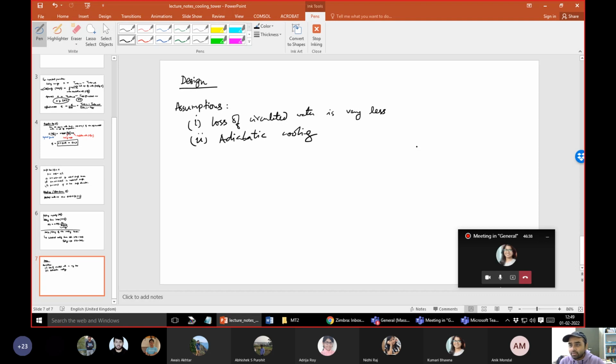If you think of a cooling tower, I will just introduce it here, and we will of course work it out in detail in the next class. Let us say this is my cooling tower. This is the air inlet, and this is the air outlet. And here you have the water inlet, and here the water out.